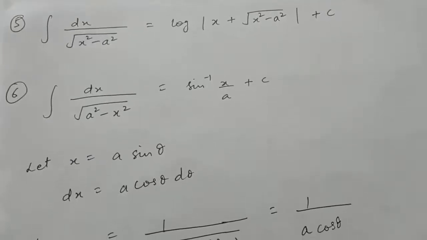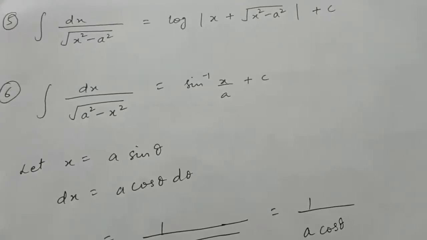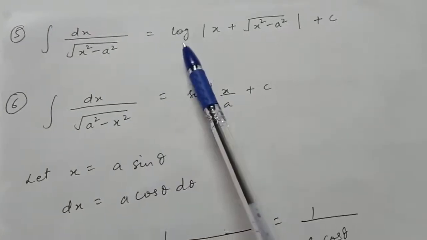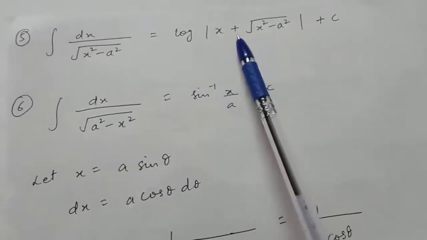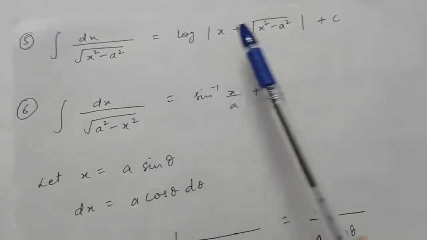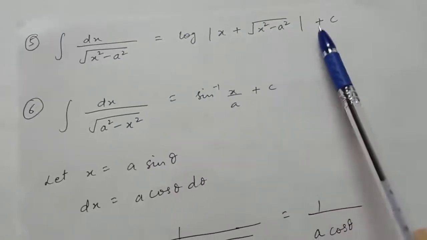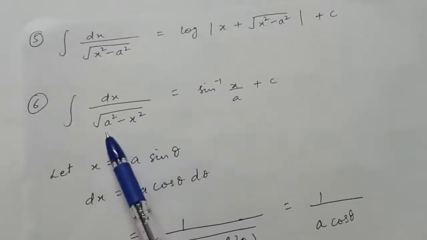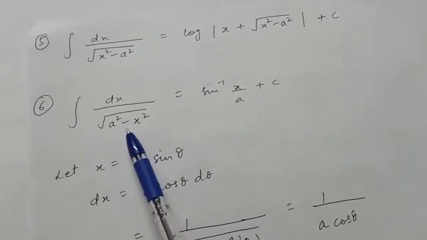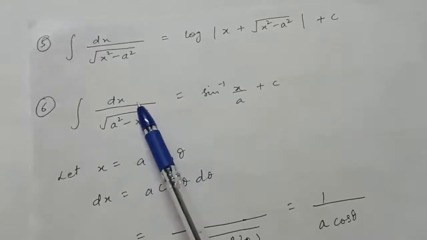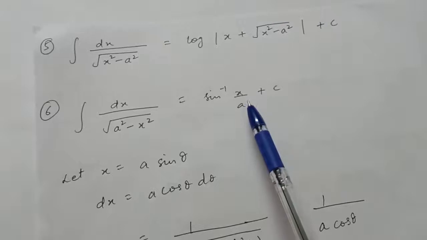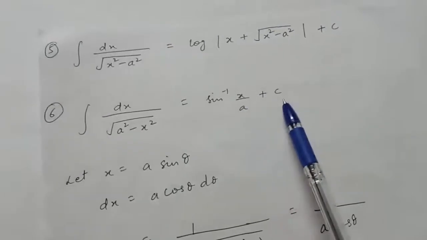Similarly, you will get the integral of the function 1 upon root x square minus a square as equal to log mod of x plus root x square minus a square plus c, right? Now see the next integral of 1 upon root a square minus x square into dx is equal to sine inverse x by a plus c.